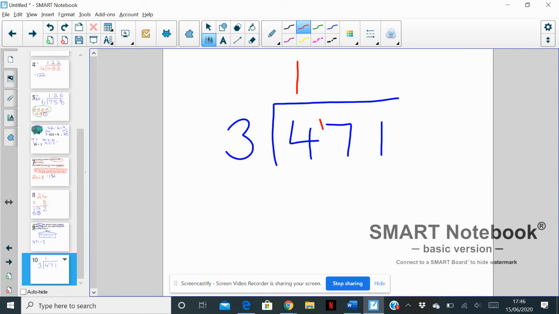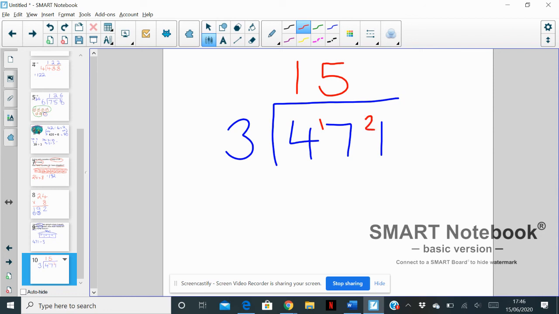So let's count in my 3s and see how close I can get to 17. 1 times 3 is 3. 2 times 3 is 6. 3 times 3 is 9. 4 times 3 is 12. 5 times 3 is 15. 6 times 3 is 18. So 6 times 3 is too big. But 5 times 3 is 15. So I know I can get 5 lots of 3s there, which gives me 15. And then there are 2 left over, taking me up to my total of 17.